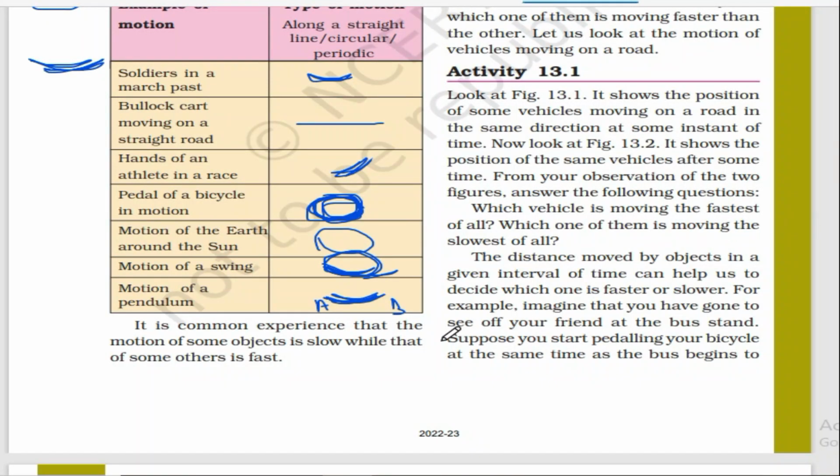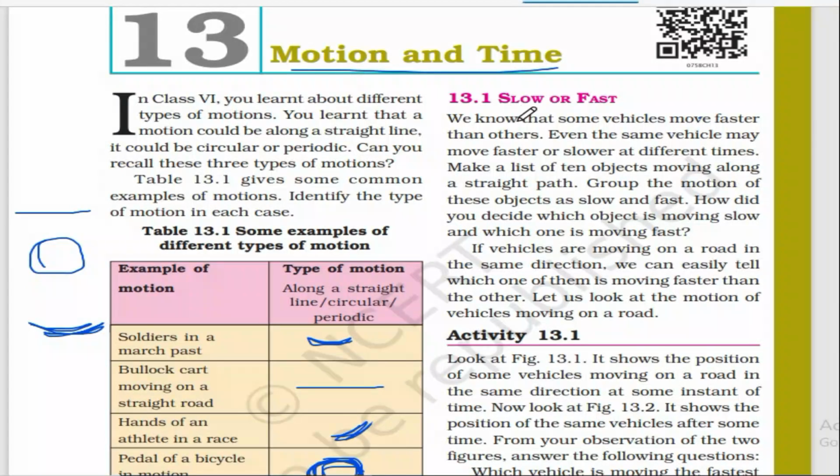It is common experience that the motion of some objects is slow, while that of others is fast. Slow and fast, we know that some vehicles move faster than others. Even the same vehicle may move faster and slower at different times. Make a list of 10 objects moving along a straight line path, and group the motion of these objects as slow and fast.